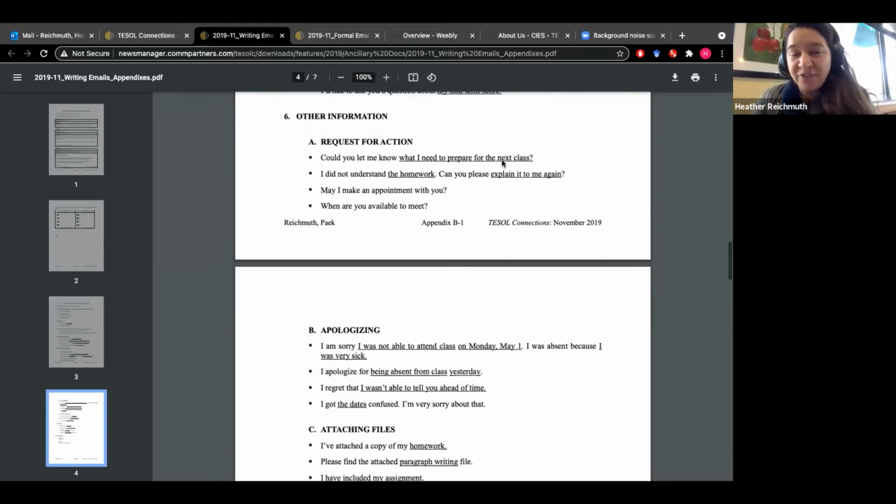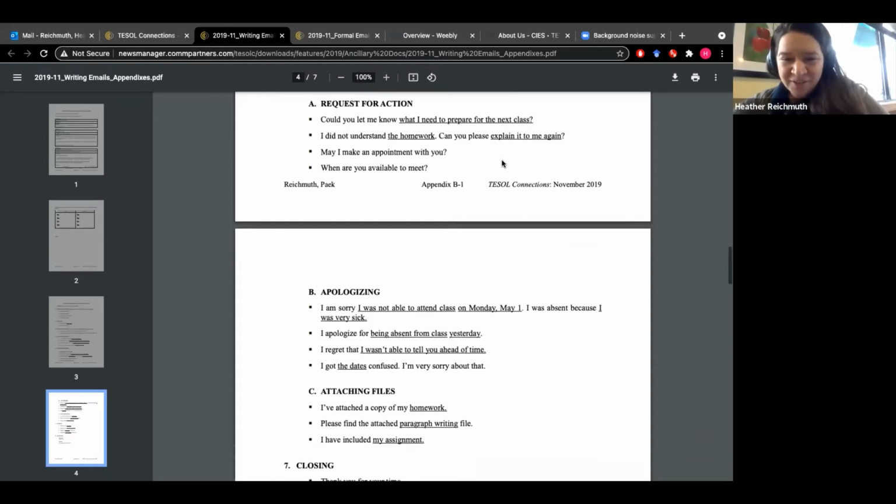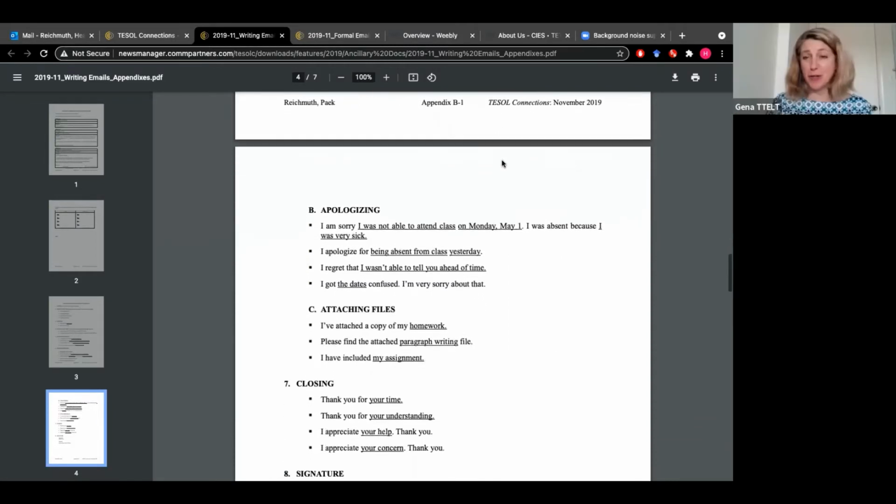Okay, and then other information that they might want to add to the email. So request for action. Could you? So we have a lot more of these kind of could, would, please. Love it. Could you let me know when I need to prepare for the next class? I did not understand the homework. Can you please explain it to me again? May I make an appointment with you? When are you available to meet? Very polite and very useful.